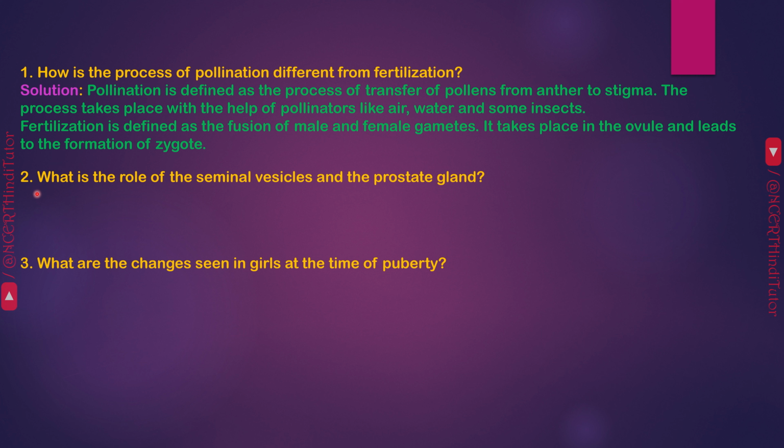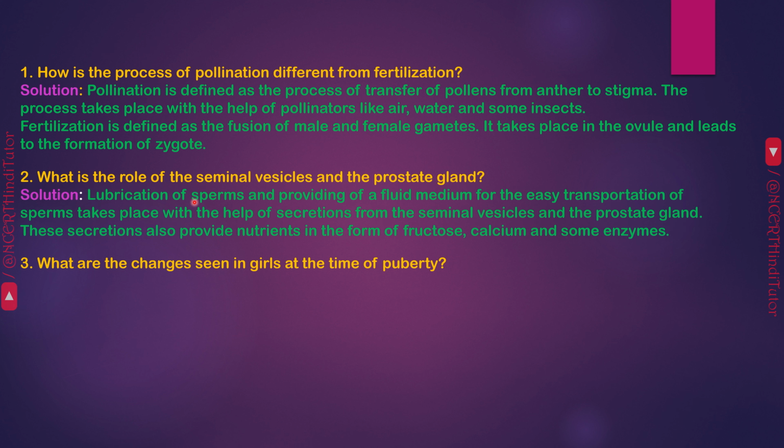Question 2. What is the role of the seminal vesicles and the prostate gland? Answer. Lubrication of sperms and providing of a fluid medium for the easy transportation of sperms takes place with the help of secretions from the seminal vesicles and the prostate gland. These secretions also provide nutrients in the form of fructose, calcium, and some enzymes.